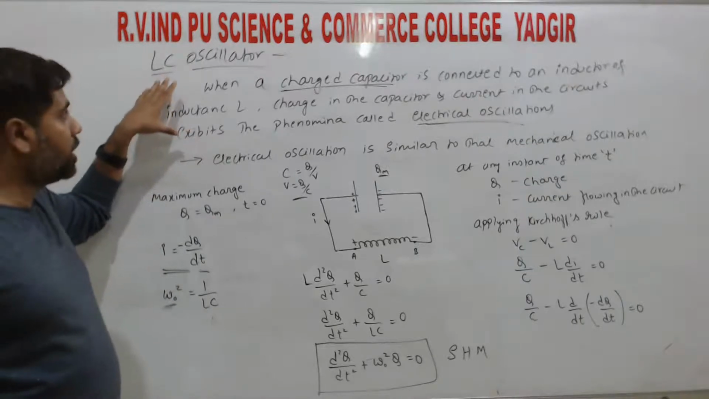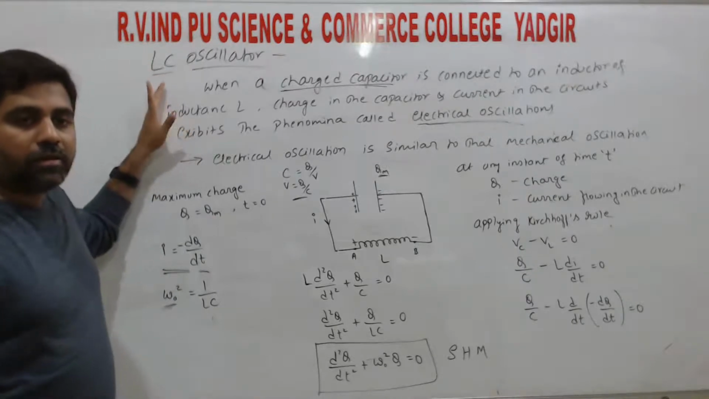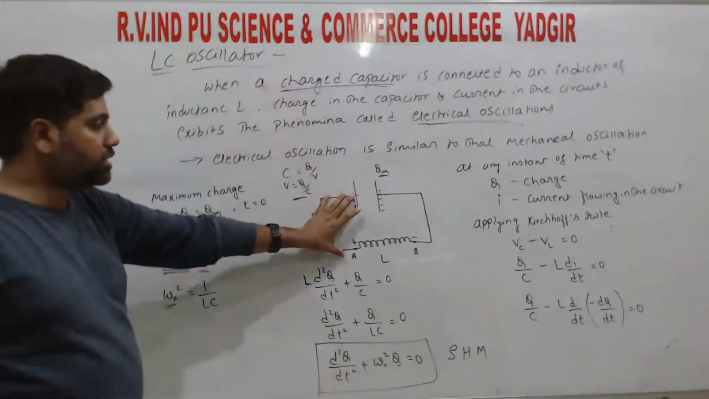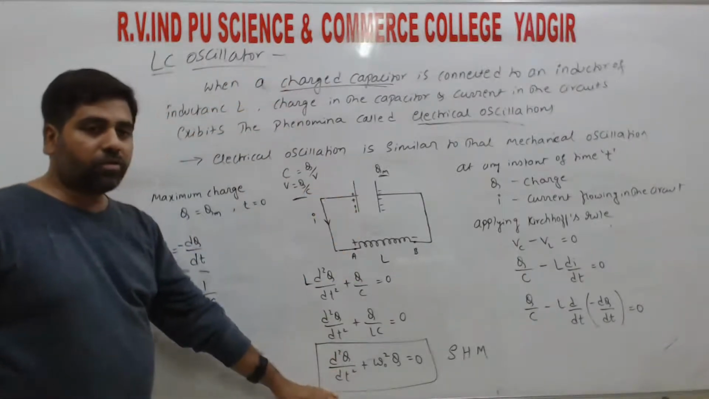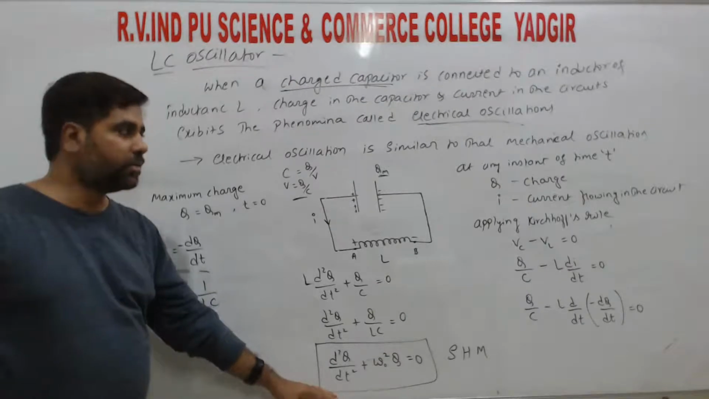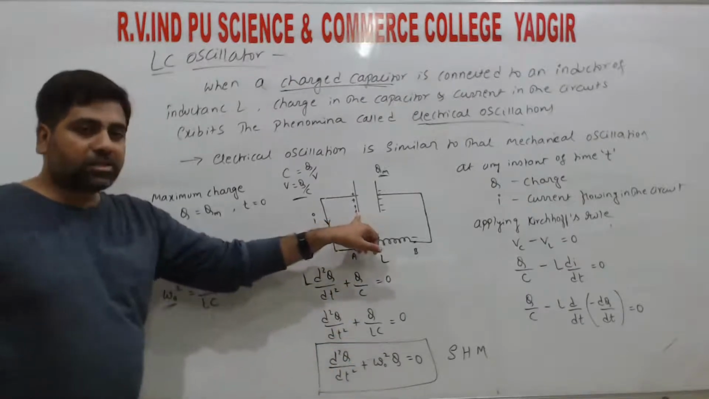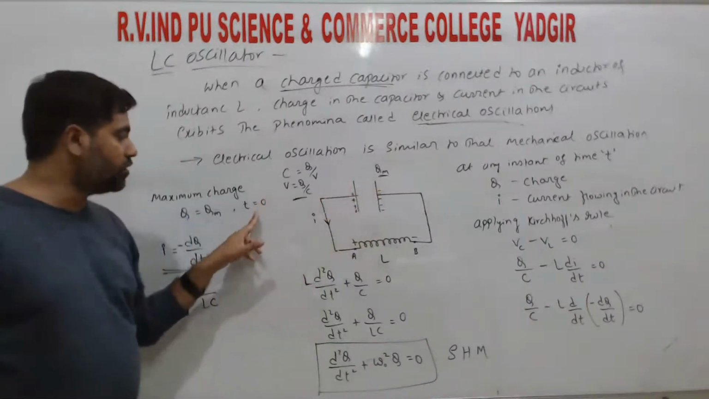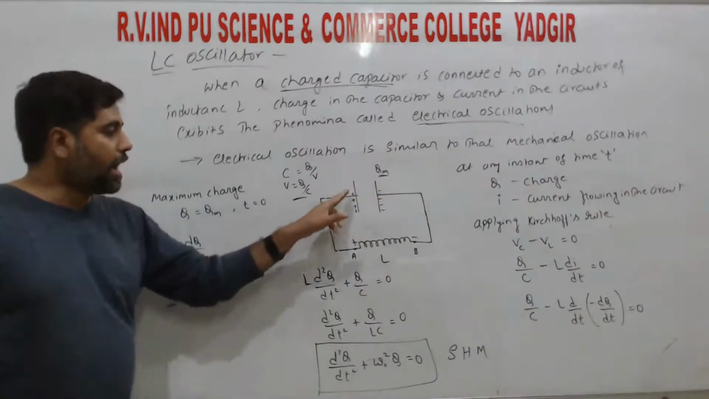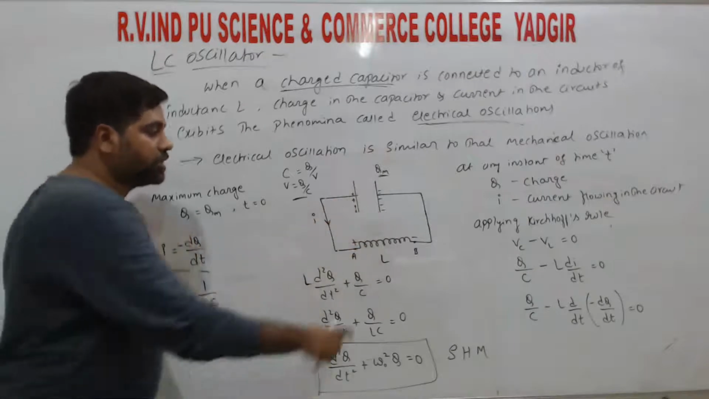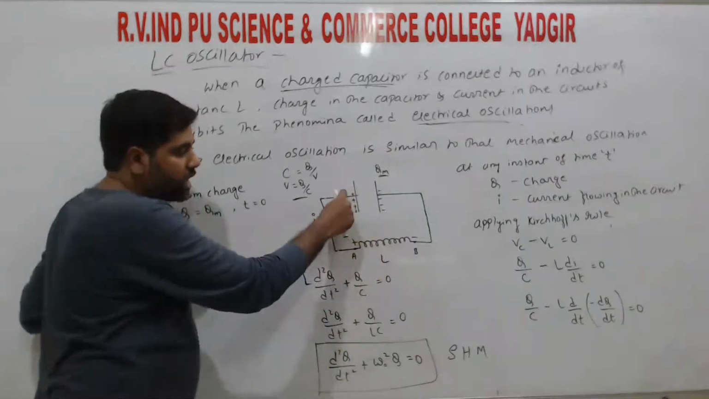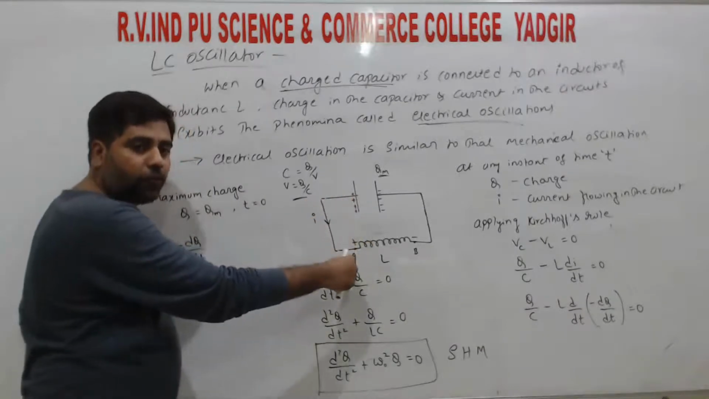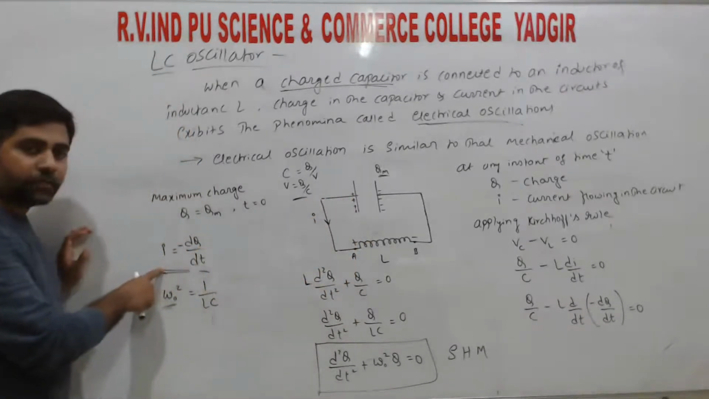So in the exam, if there is a 3 marks question on the LC oscillator, we need to write the definition, and with this diagram, up to here we need to write the relation, right? Initially the charge is stored, that is Qm, the maximum charge when t is equal to 0, and as the capacitor is connected to the inductor, the charges start to flow in the circuit. So charges flow, that means current is flowing, right?